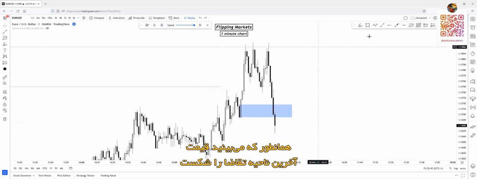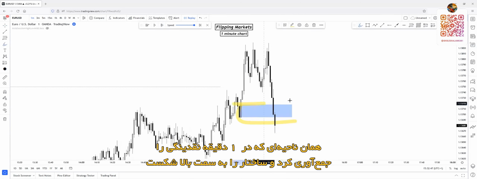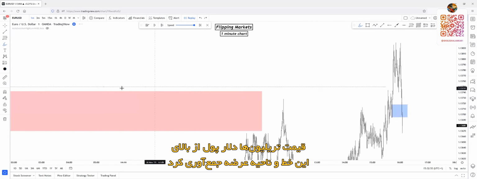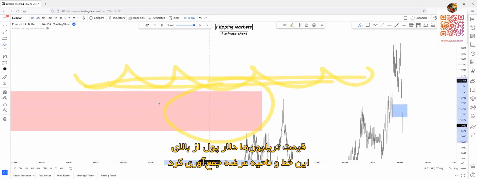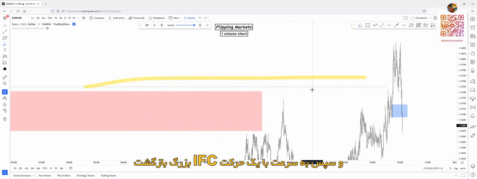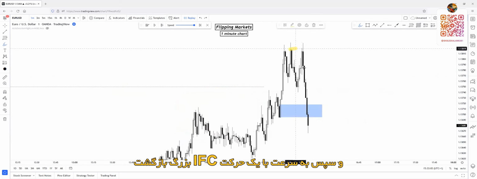And as you can see, price broke through the last demand zone that created the liquidity sweep and the breakout structure to the upside on a 1 minute. And price swept all of the liquidity from above this line, swept the trillions and trillions of dollars from above this line, from above the supply zone. And after the liquidity sweep, it reversed immediately, as you can see, with a huge inefficient move to the downside and broke through the last demand zone.